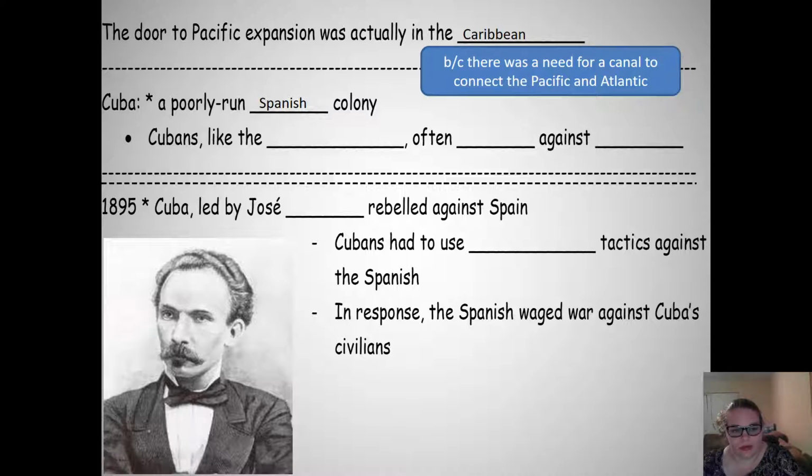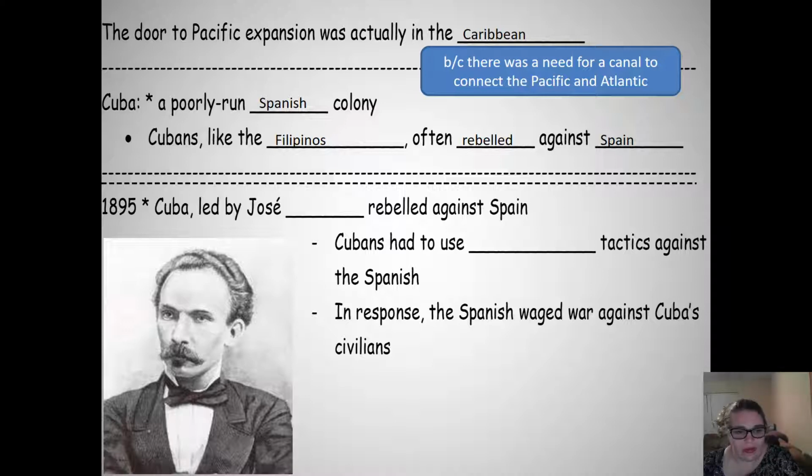They are incredibly poorly run. Cubans, like the Filipinos, often rebelled against Spain. And yes, Filipinos is spelled correctly there. I know you spell Philippines with a PH, but Filipinos is spelled with an F. Okay? They're going to rebel often against Spain. They're constantly in a war for independence, and the Cubans were too.